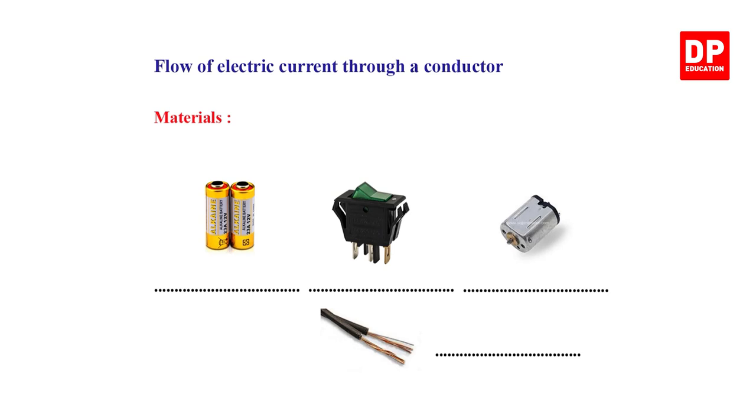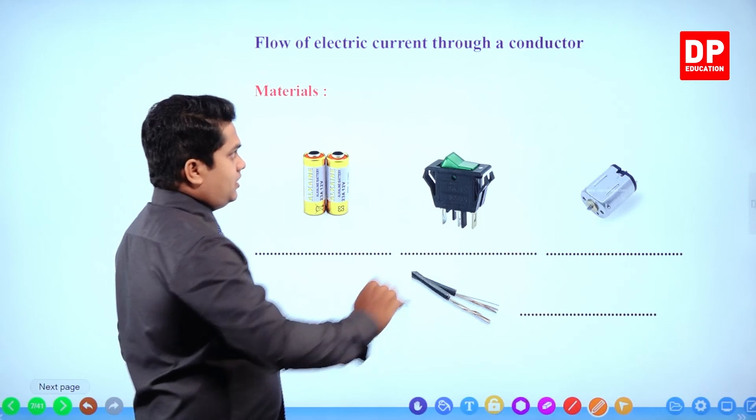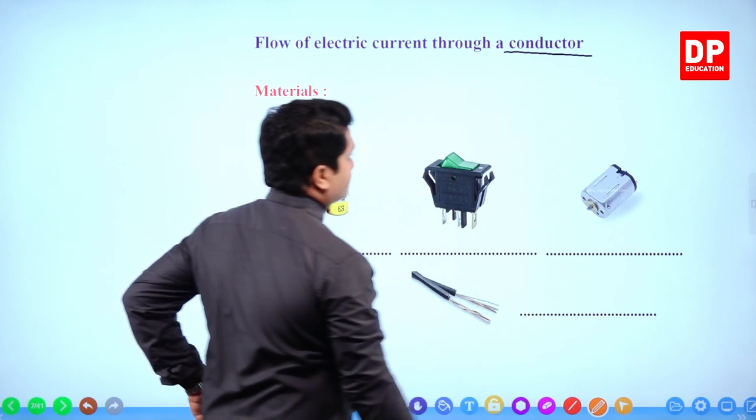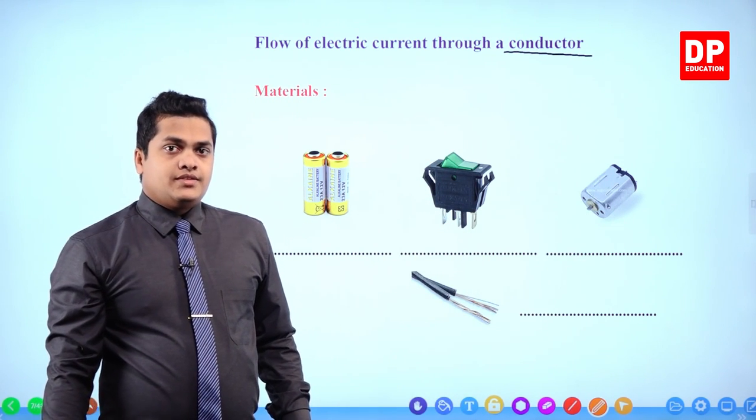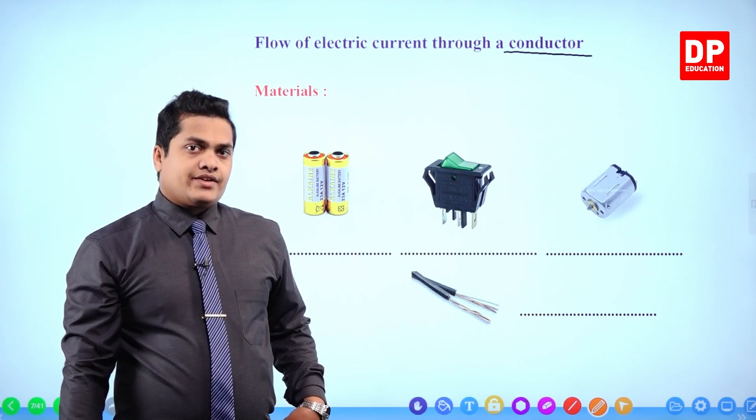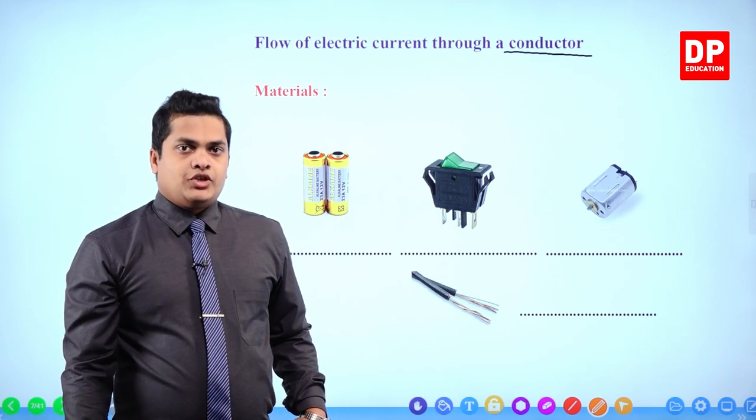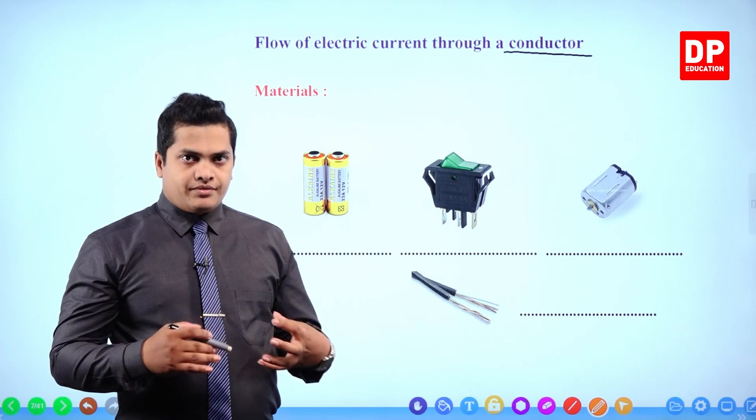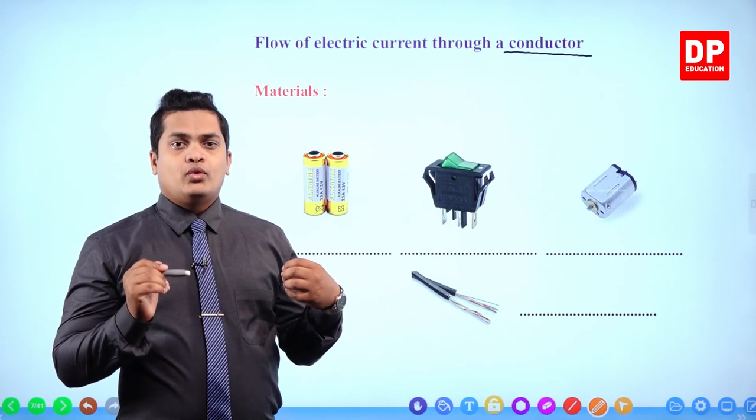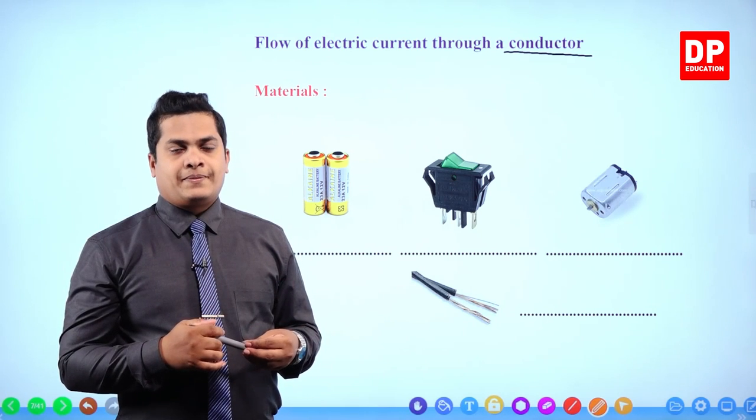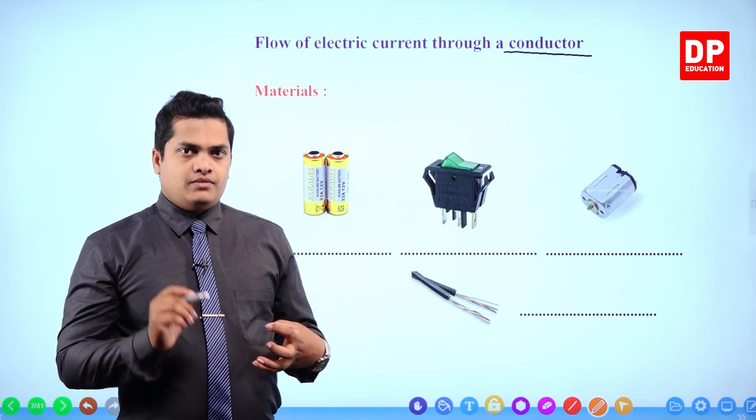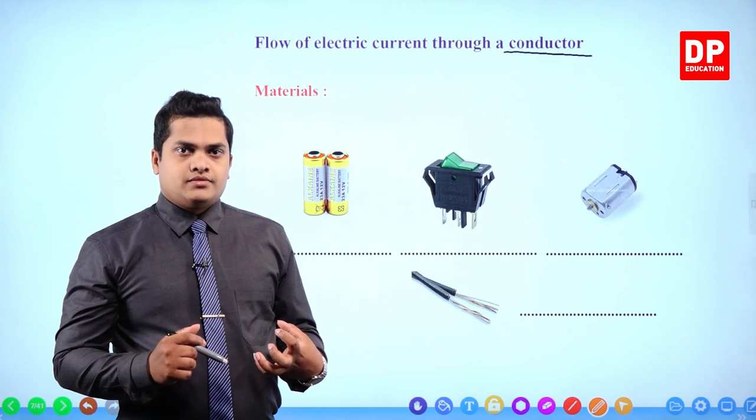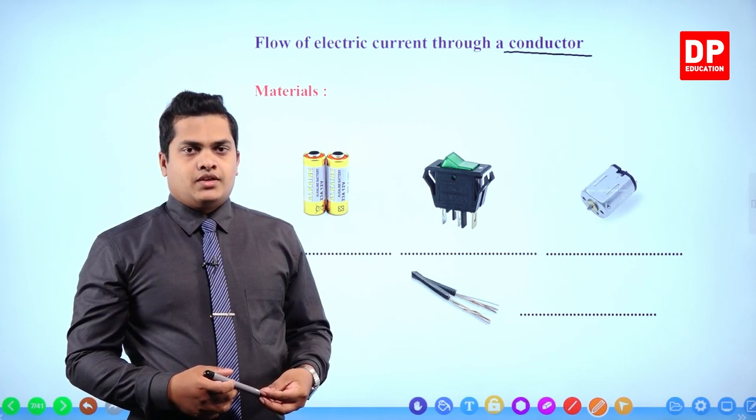so here we are going to examine the flow of electric current through a conductor. What is called a conductor? Conductor means any material that can pass electricity through it. You know that any kind of metal is going to pass electricity through the material. So therefore, metals are referred to as conductors, electrical conductors, right?